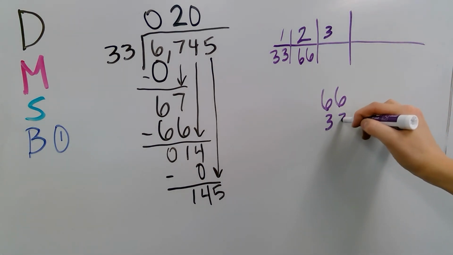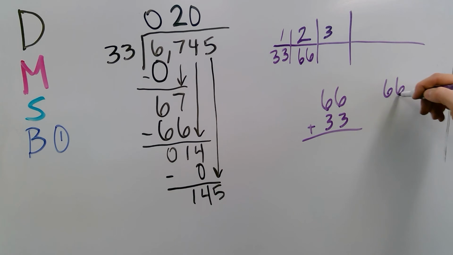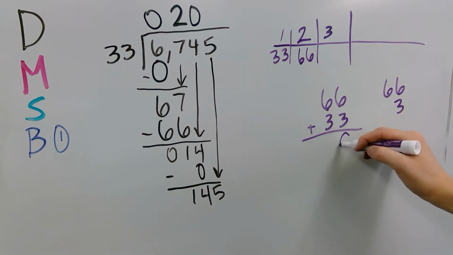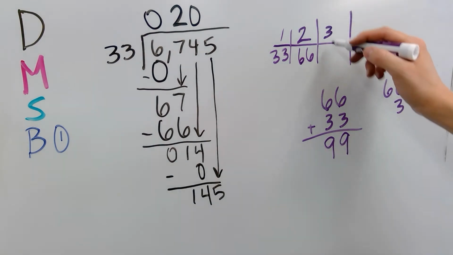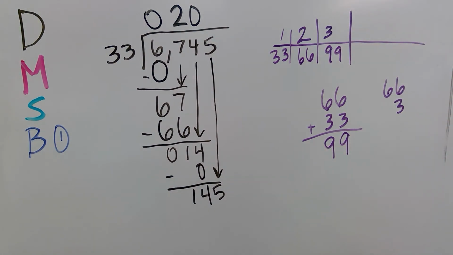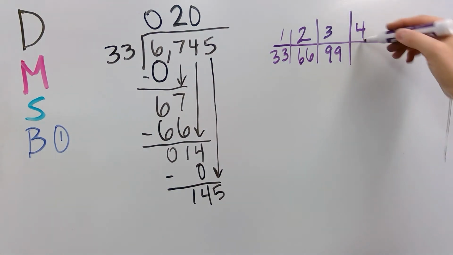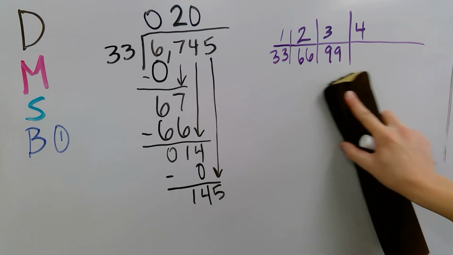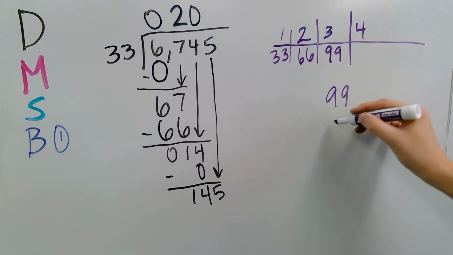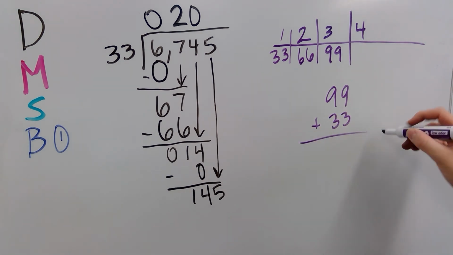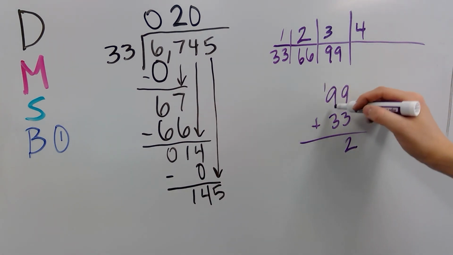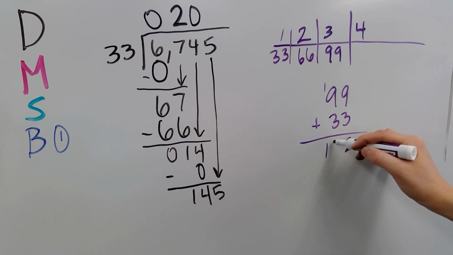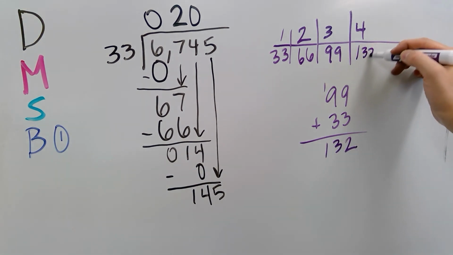And I like to just add 33 every time. If you like to multiply it, that's fine. It still works. 6 plus 3 is 9. 6 plus 3 is 9. So 3 times 33 is 99. And 99 still doesn't seem close enough, so I'm going to see what 4 times 33 would be. So I'm just going to add another 33 onto my 99. 9 plus 3 is 12. 1 plus 9 is 10, plus 3 more is 13, which is 132.